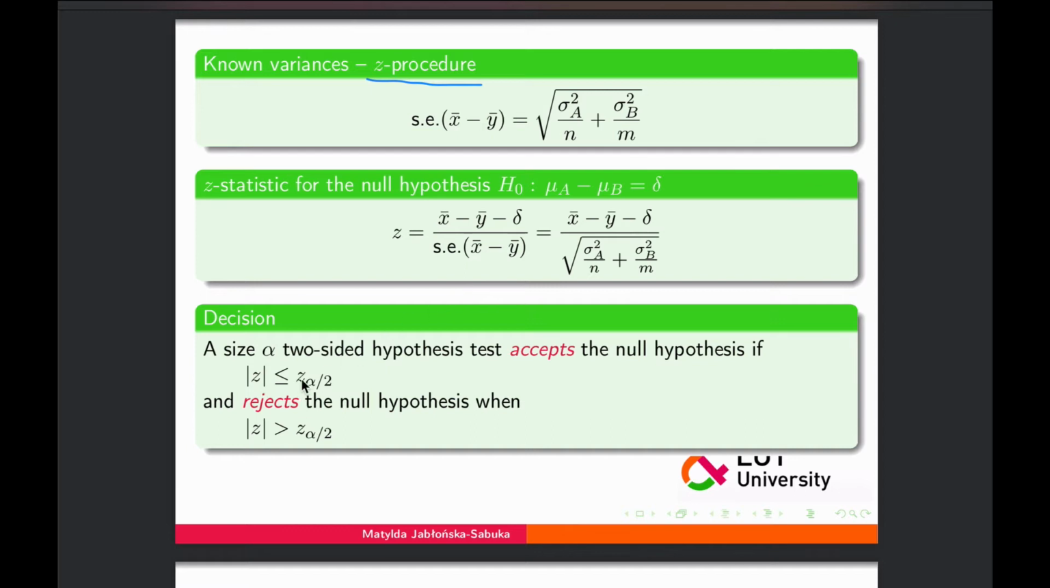And the decision is done again in a similar way. So if our Z statistic is sufficiently close to 0, so within the critical range, then we fail to reject the null hypothesis, or just say that we accept it. And otherwise we reject the null, which means that the test statistic would be unlikely to happen if the null hypothesis is true.